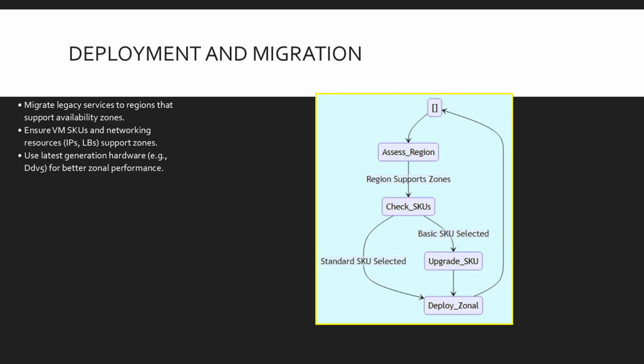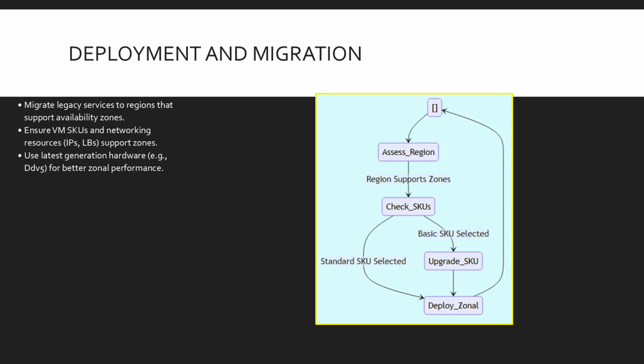Finally, let's look at deployment and migration. Not all Azure regions support availability zones, so you may need to migrate services to specific regions that do. When deploying, you must ensure your resources are compatible. For example, you must select standard tier public IPs and load balancers, as basic tiers are not zone-aware. Additionally, Azure recommends using the latest generation of virtual machines, such as the DDv5 series, to ensure better performance and higher availability during maintenance events within these zones.